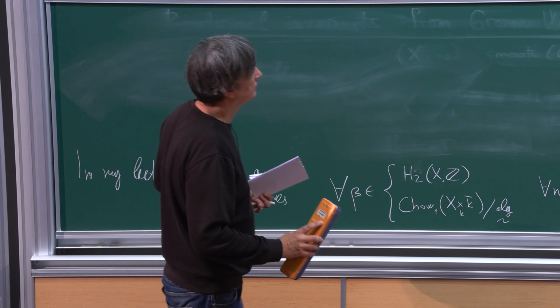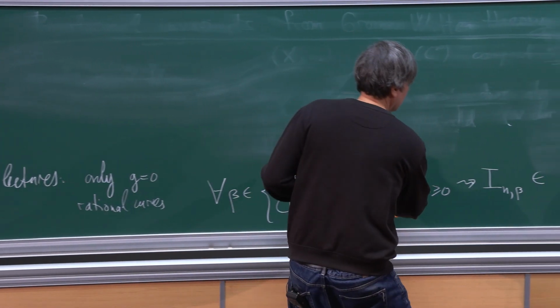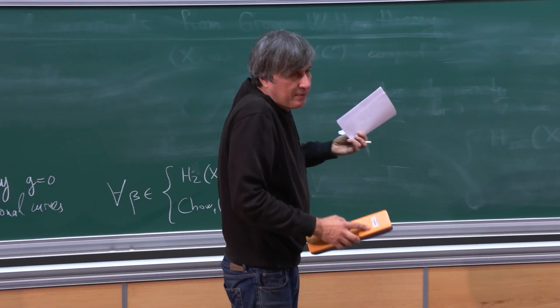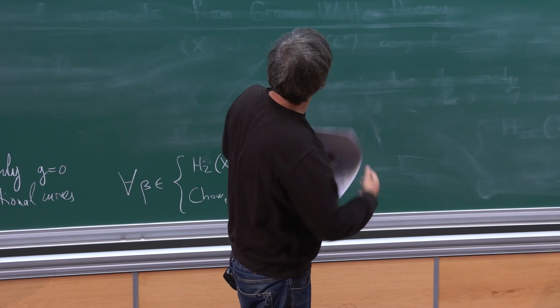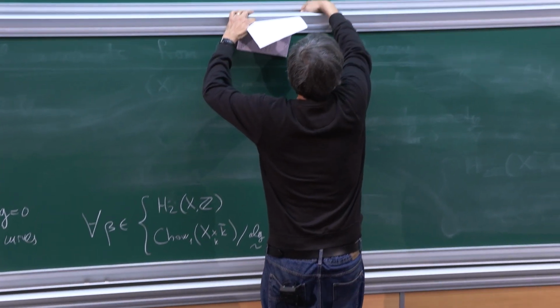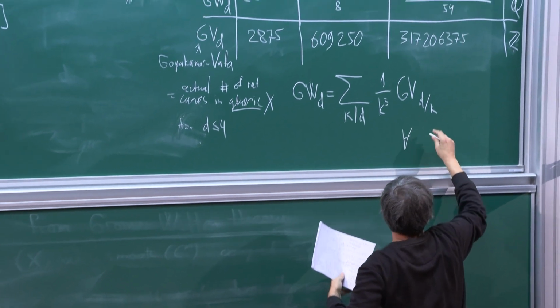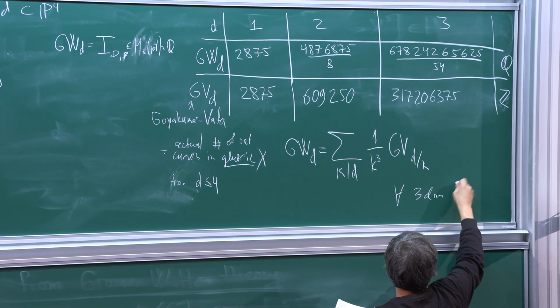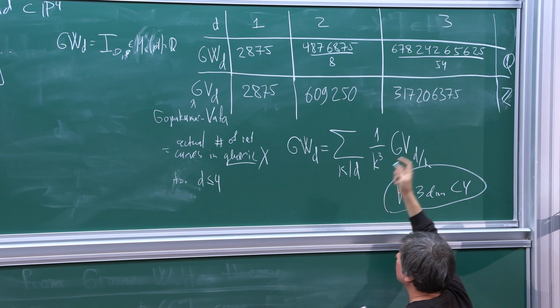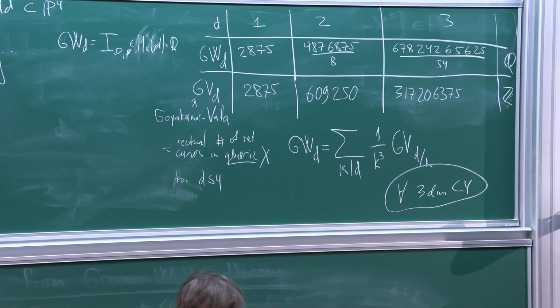This formula, GW_D equals this. How general is this formula? It's just for 3-dimensional Calabi-Yaus. Oh, for this particular 3-dimensional one? No, for any 3-dimensional Calabi-Yau. And for any D? Any 3-dimensional Calabi-Yau and any D. Yeah. Okay.